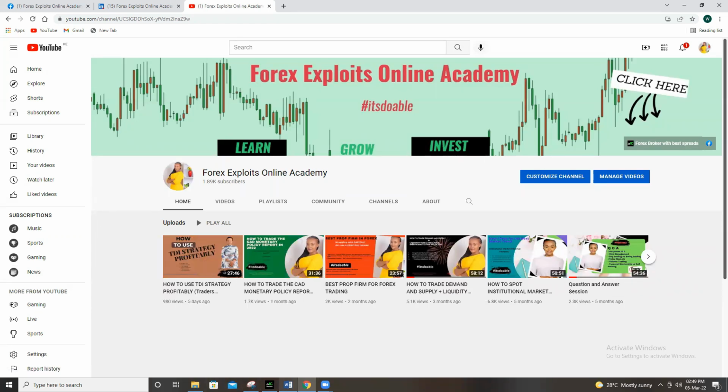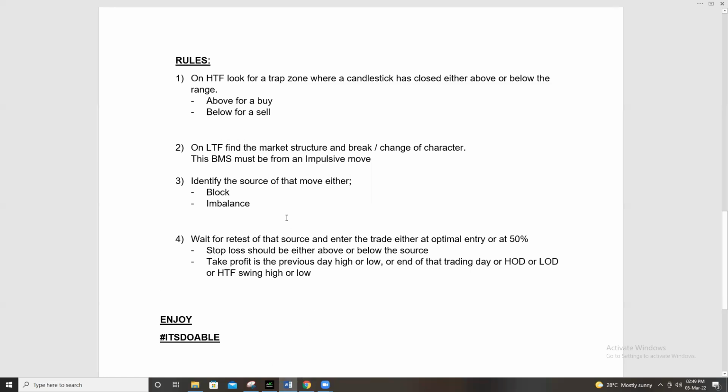So let's go back to our rules. How do you trade these stop hands? One, on a higher time frame, which can be anything from 1 hour. The one I like most is the 1 hour. On the higher time frame, in this case the 1 hour, you're going to look for a trap zone. Remember, I've already explained what a trap zone is. This is yesterday's high, yesterday's low, last week's low, last week's high, last month's high. So this is a previous high or a swing high or low.